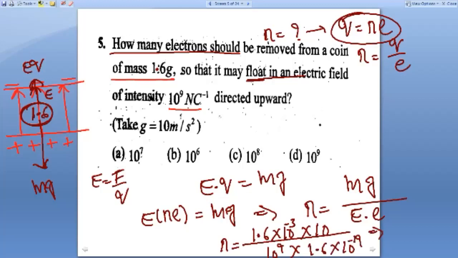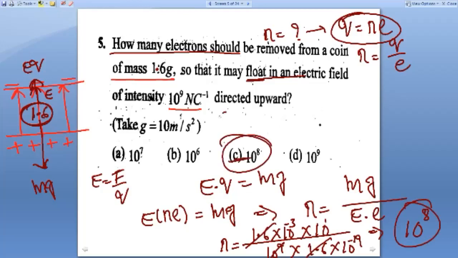Now to simplify, so what is the answer? It is 10 to the power of 8. Because 1.6 and 1.6 get cancelled, 10 to the power of minus 10 shifted, so it is 10 to the power of minus 2. So it is 10 to the power of 8. That is option C, the correct answer.